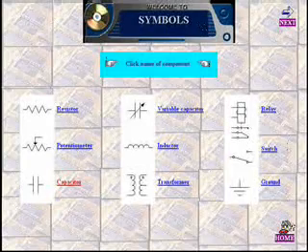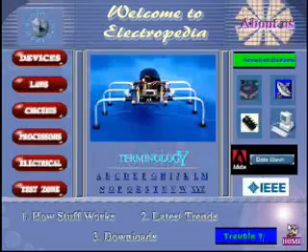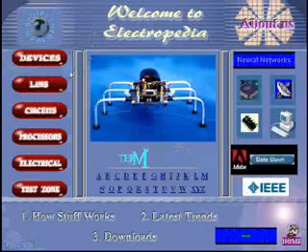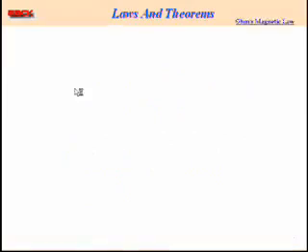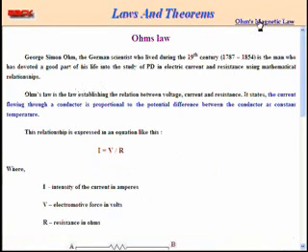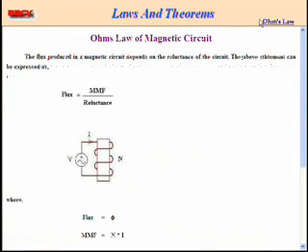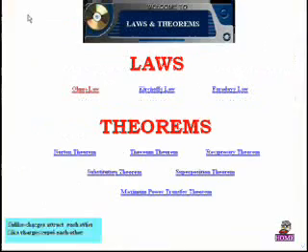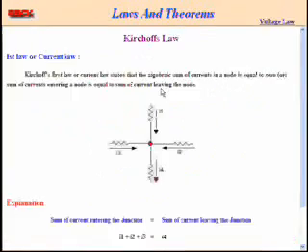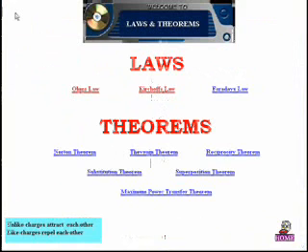Now it's time to check laws and theorems available in electronics. This zone deals with Ohm's law, Kirchhoff's law, Thevenin's theorem, and all the laws available in electronics, both electrical and magnetic laws. Now we are checking one of the laws, called Kirchhoff's law, where you are able to get the description about the particular law.